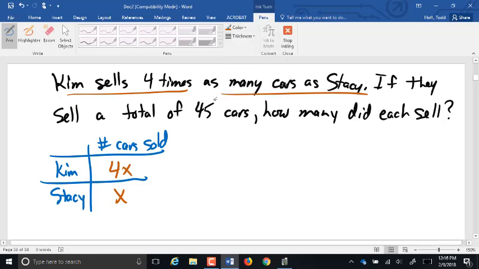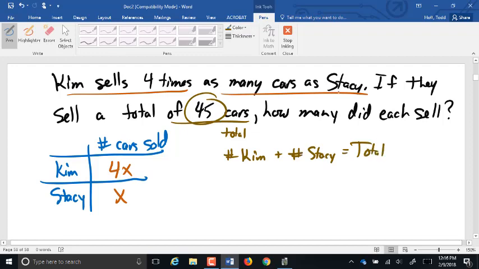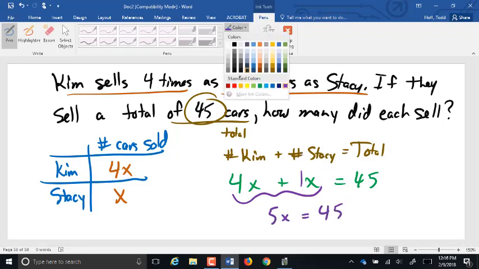This time, the 45 is a total. So it's the number that Kim sold plus the number that Stacy sold gives us a total. Well, we already have Kim sold 4X, Stacy is X, adds up to 45. We can combine 4X and X. That is 4 plus 1 is 5X equals 45, and we solve.